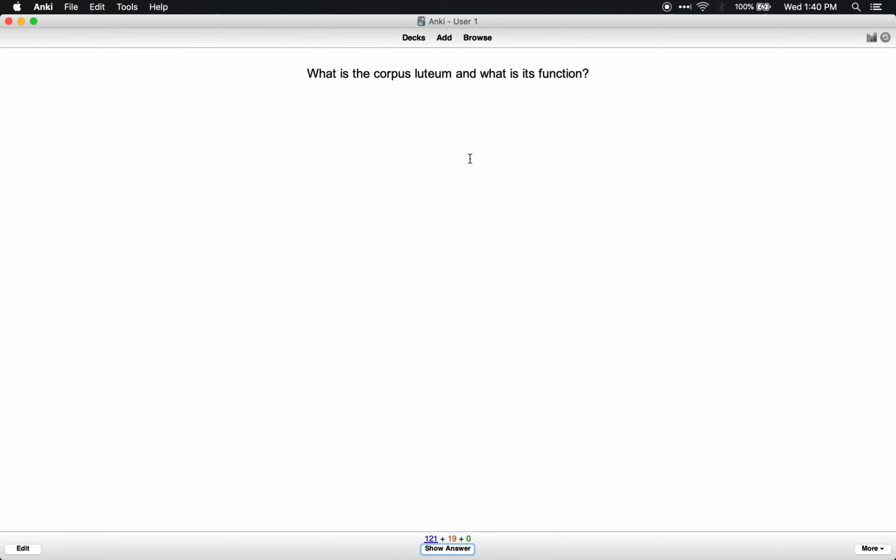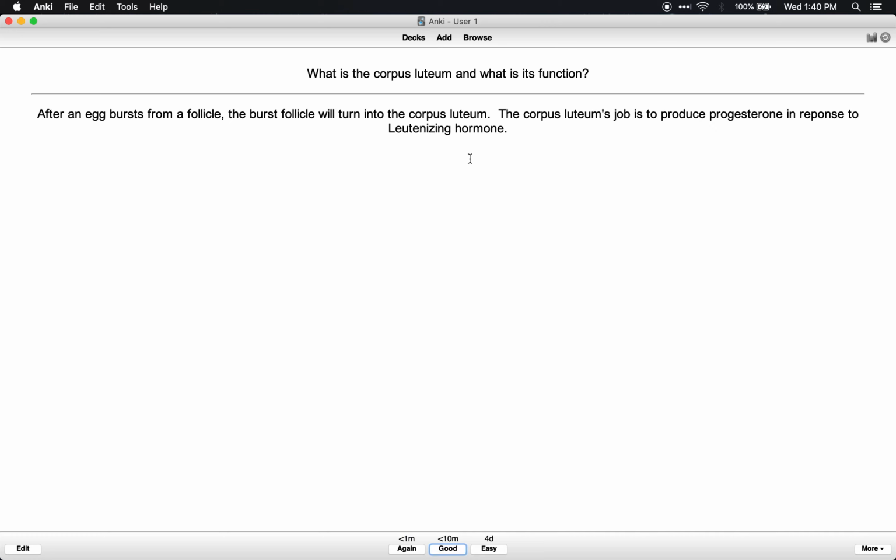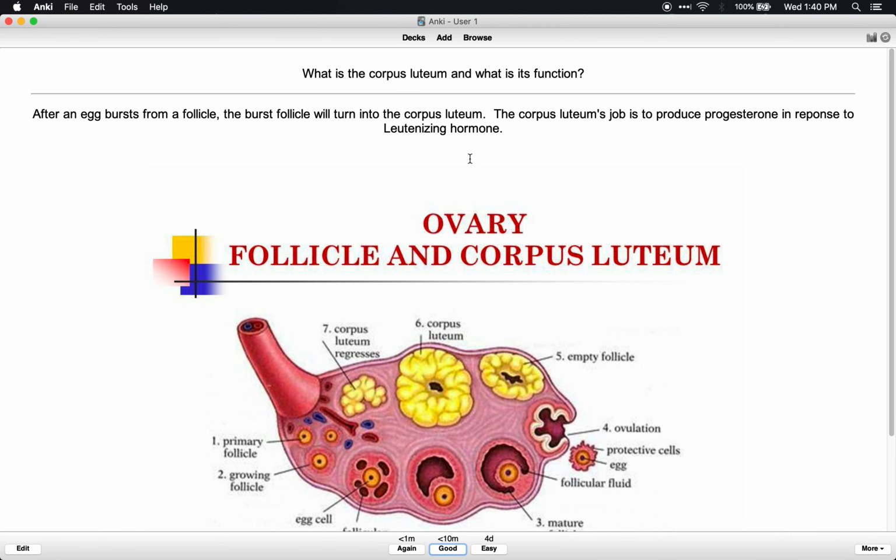What is the corpus luteum? After an egg bursts from a follicle, the burst follicle will turn into a corpus luteum. The corpus luteum produces progesterone in response to luteinizing hormone. Okay, I see how it's regulated now. So once the egg bursts from the follicle, it turns into the corpus luteum, whose job is to produce progesterone to maintain the endometrium lining in response to luteinizing hormone.